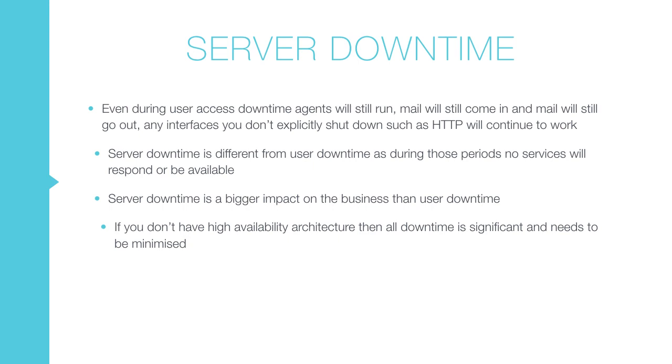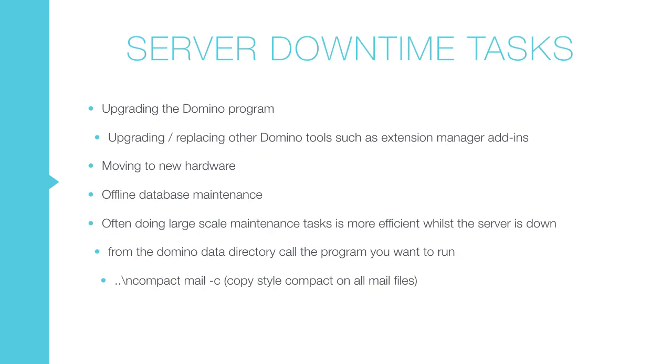If you don't have a high availability architecture, so there's no way to fail people over, then all downtime is significant and needs to be minimized. So what kind of tasks are we doing with the server down completely? Well, upgrading the Domino program files themselves, upgrading any extension manager files that you might have running under Domino, moving to new hardware, offline database maintenance. Often doing large-scale maintenance tasks is more efficient when the server is down completely.